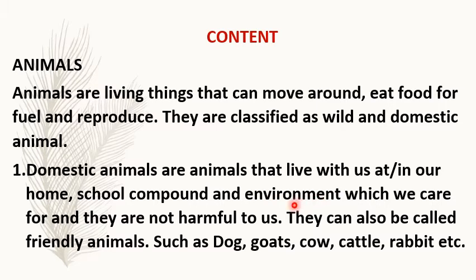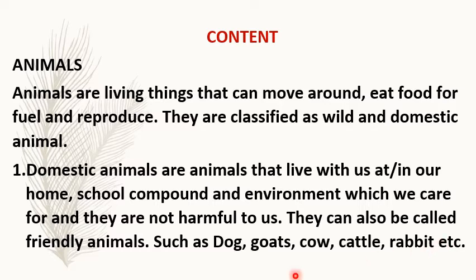That is the places we see ourselves. These animals are not dangerous. That is why we keep them around our homes. If they were dangerous, you could not keep them around because they could end up harming you. These animals can also be called friendly animals. Such animals are dogs, goats, cow, cattle, rabbit, and so on, those animals we see around us.